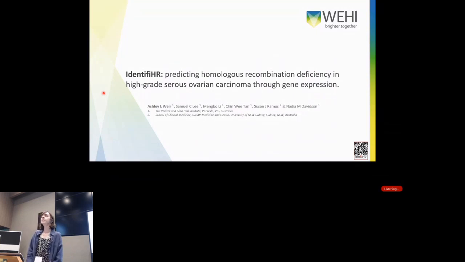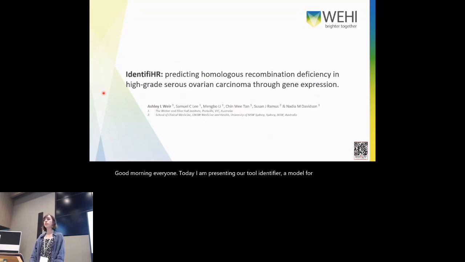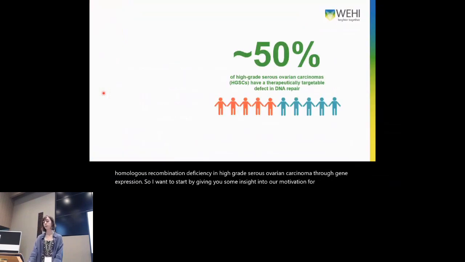Good morning, everyone. Today, I am presenting our tool IdentifiHR, a model for predicting homologous recombination deficiency in high-grade serous ovarian carcinoma through gene expression. So I want to start by giving you some insight into our motivation for actually developing IdentifiHR.